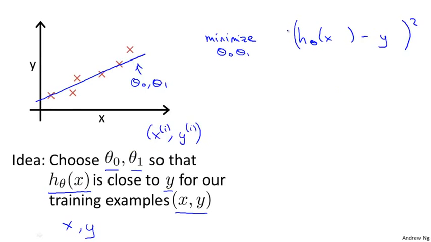So what I want really is to sum over my training set, sum from i equals 1 to m, of the squared difference between the prediction of my hypothesis when it is input the size of house number i, minus the actual price that house number i was sold for. And I want to minimize the sum over my training set of the squared error, the squared difference between the predicted price of a house and the price that it was actually sold for.